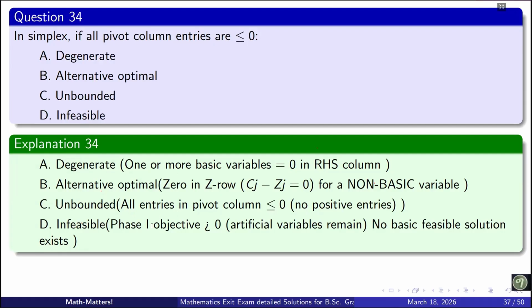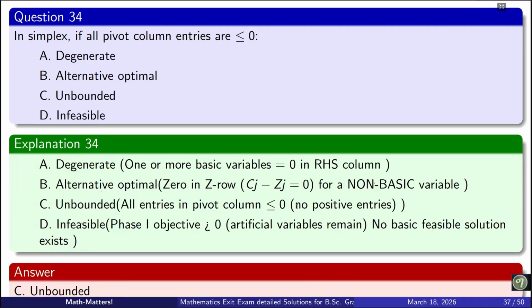And infeasible, in the phase one objective, if artificial variables remain, no basic feasible solution exists. So the answer could be unbounded, because all entries in the pivot column are less than or equal to 0. So the answer is C, which is unbounded.